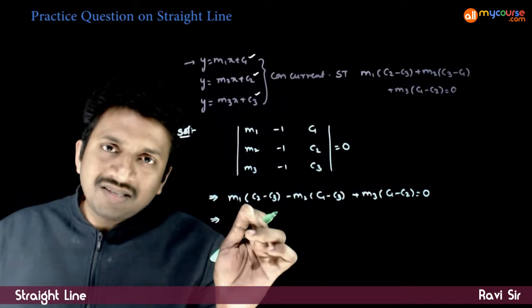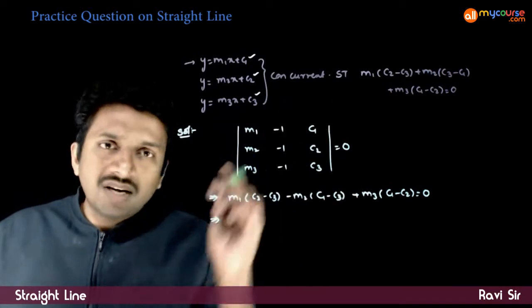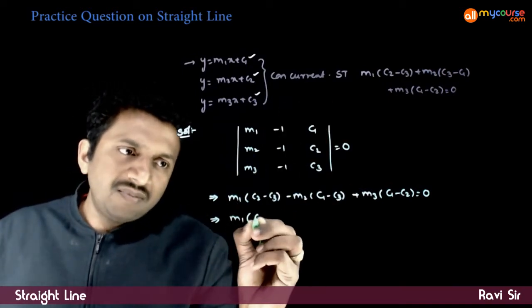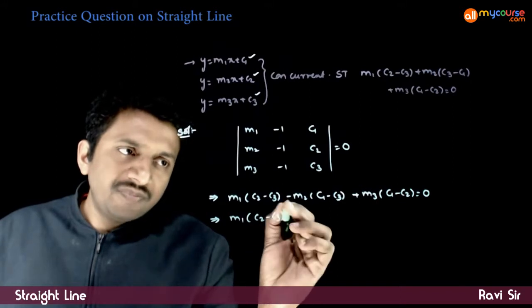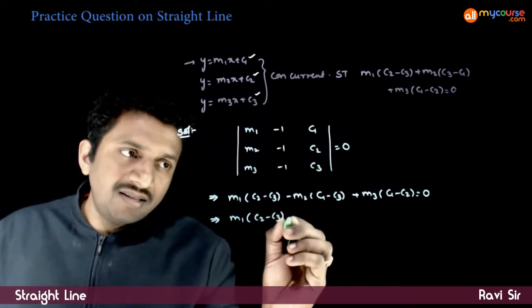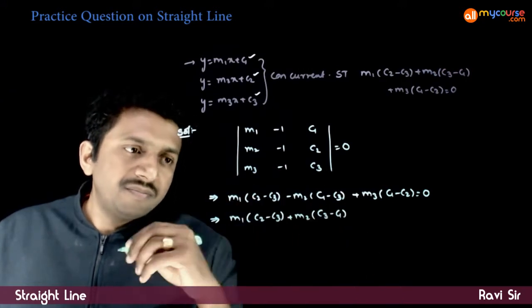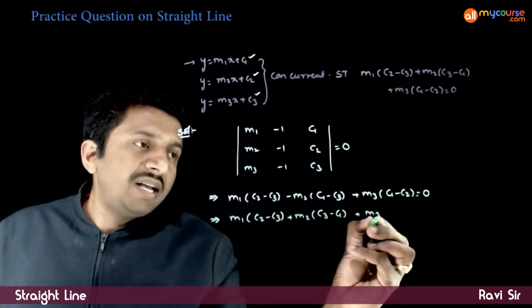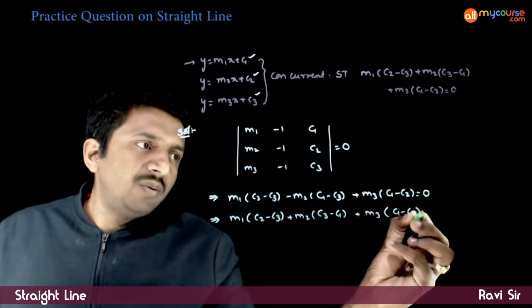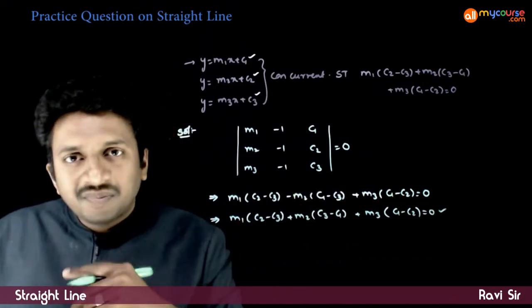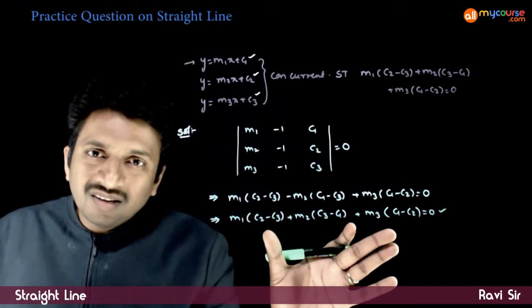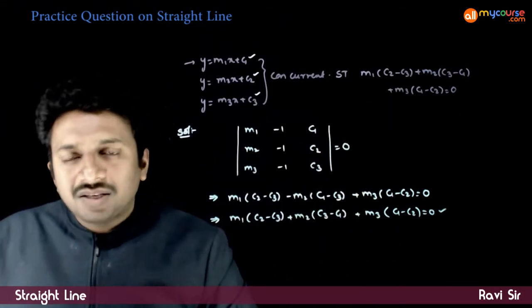So you can see that this condition is very close to this condition. m1 times (c2 minus c3), if you take a minus inside this, plus m2 times (c3 minus c1) plus m3 times (c1 minus c2) is equal to 0. So this will be the condition which you're asked to prove.